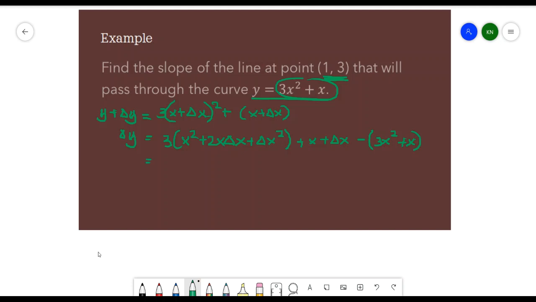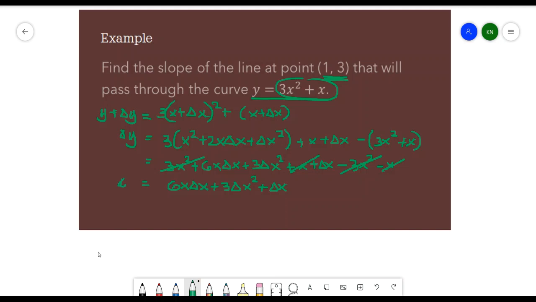So now, simplifying the equation, we have 3x². 3 times 2xΔx, that is 6xΔx, plus 3Δx², plus x plus Δx, minus 3x² minus x. So we can cancel some terms, cancel this, we can also cancel this and this. So what we have left now is 6xΔx + 3Δx² + Δx.